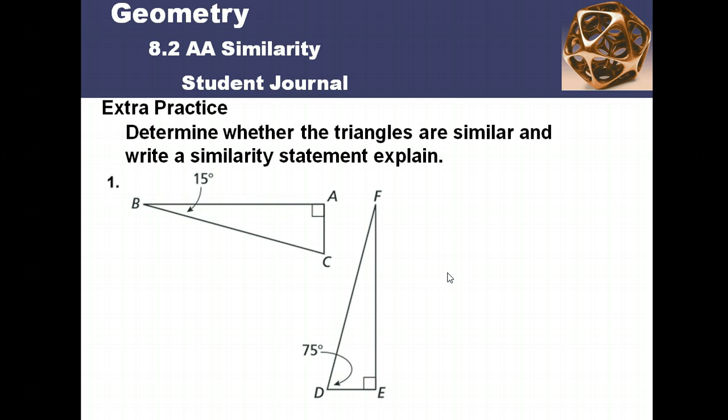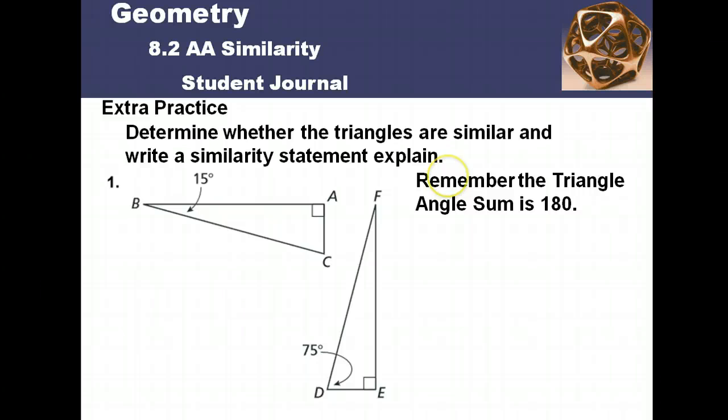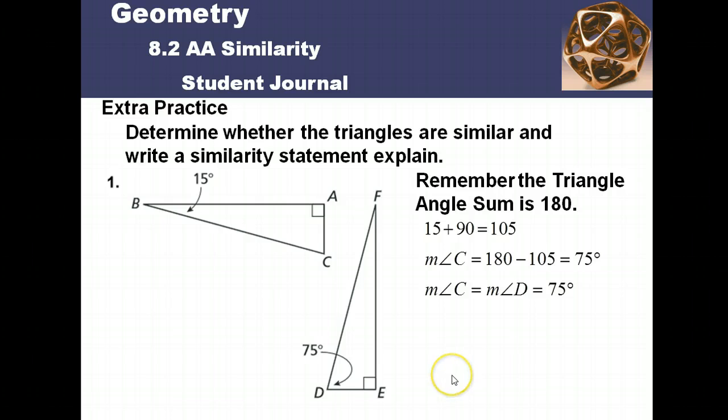So here we have to determine if the two triangles are similar or not. So here we go. Remember that all the angles in a triangle add up to 180. So I know that this angle is 15 and this angle is 90. So if I add those up, 15 plus 90 is 105. And I subtract that from 180, 180 minus 105, I get that angle C is 75. Well, C is 75 and so is D. So I know that C is congruent to D because they are both 75.